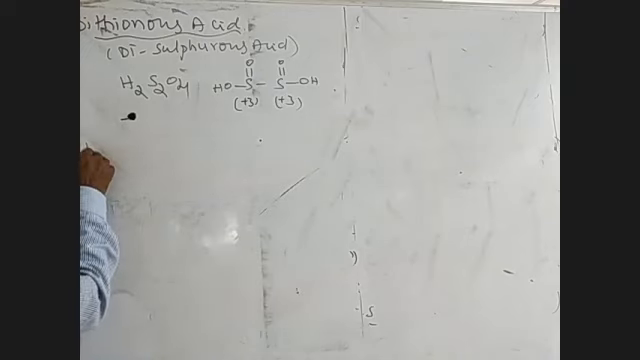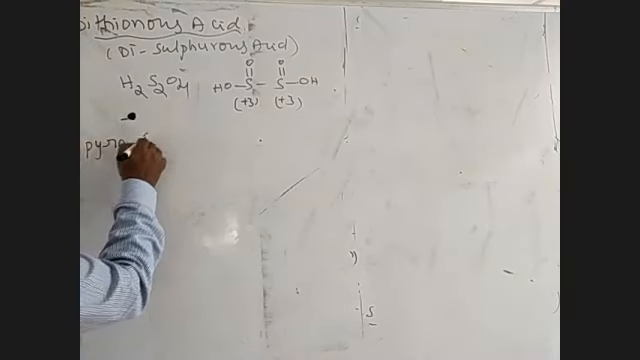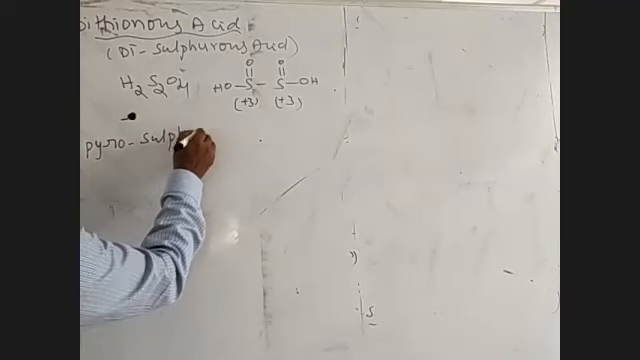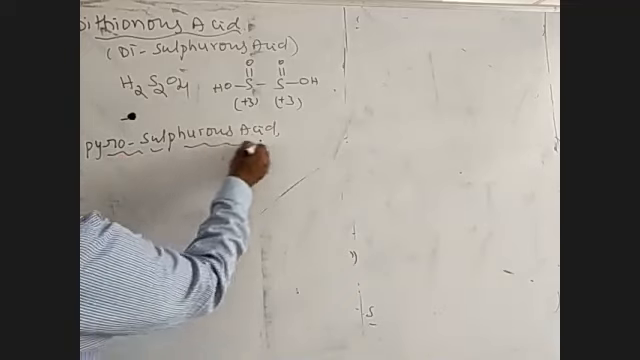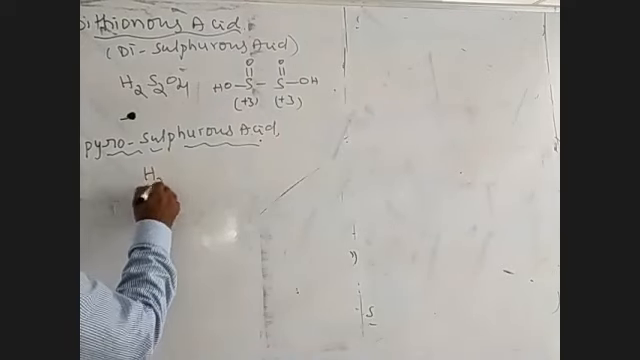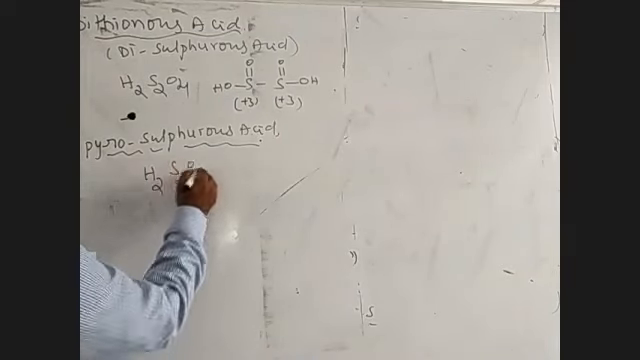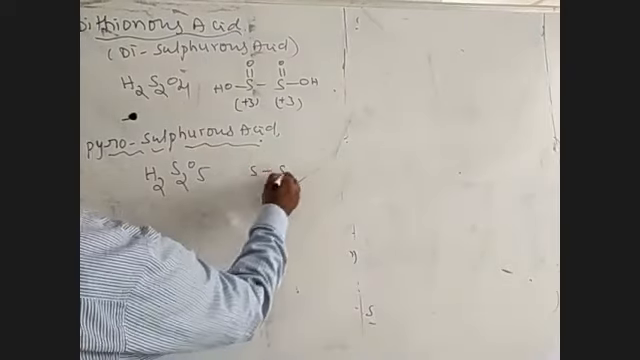Next one is called pyrosulfurous acid. Pyrosulfurous acid has the formula H2S2O5. Both compounds have S-S bonds. Pyrosulfurous acid H2S2O5. Here S and S.